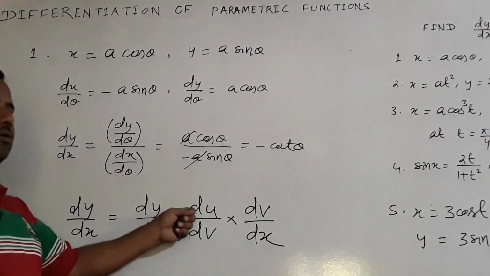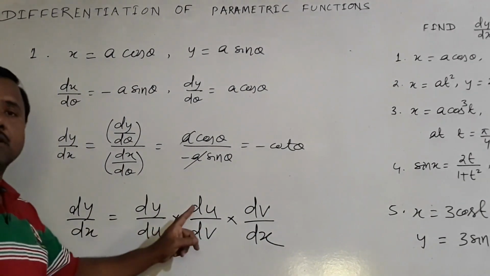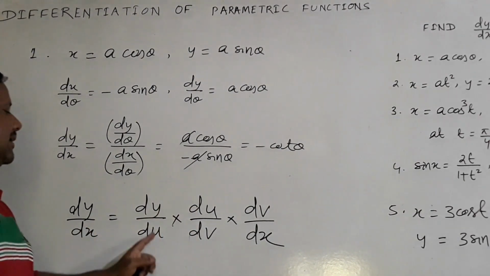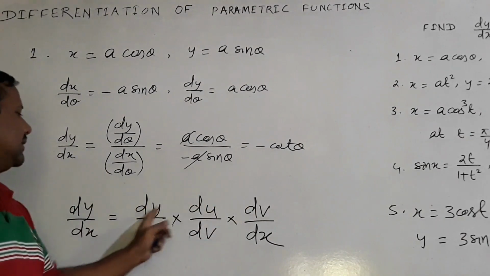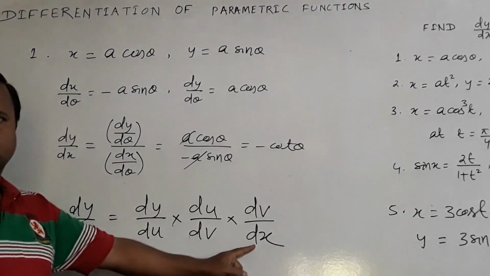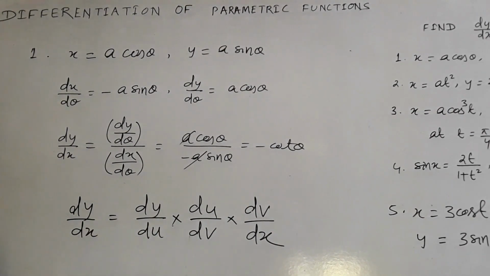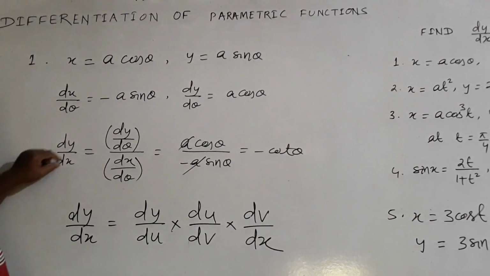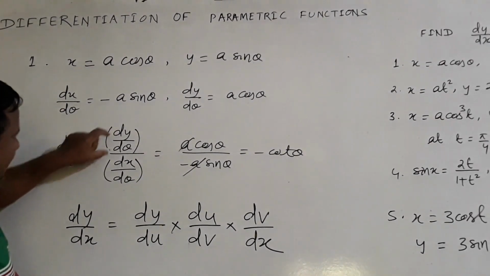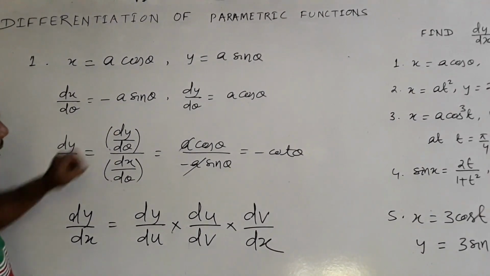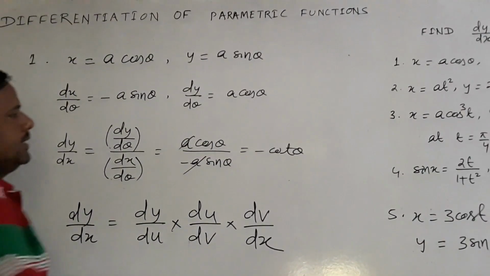So du, they will not cancel. If you think du cancels, dv cancels, then dy by dx. Actually, it will not happen. But I am telling you to remember these things. So dy by dx is dy by d theta divided by dx by d theta. Then it becomes dy by dx. So you are getting the answer.